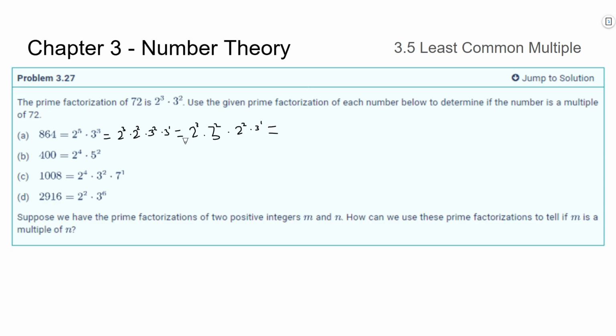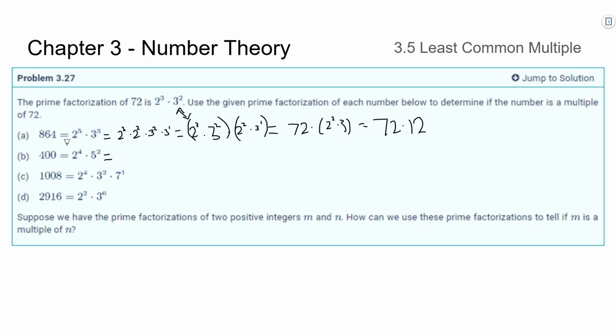The reason I did it this way is, parentheses don't really mean anything here, but I just wanted to show that, look at this. That is 72. So now we have 72 times 2 squared times 3, which would be 72 times 2 times 2 is 4, times 3 is 12. So 72 times 12 would be 864, which means 864 is a multiple of 72.